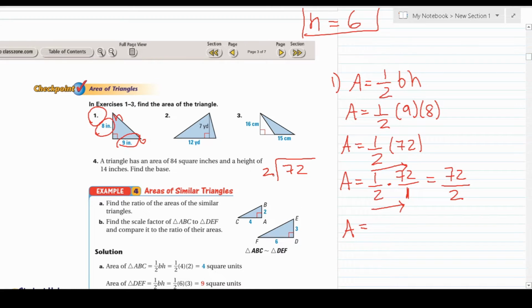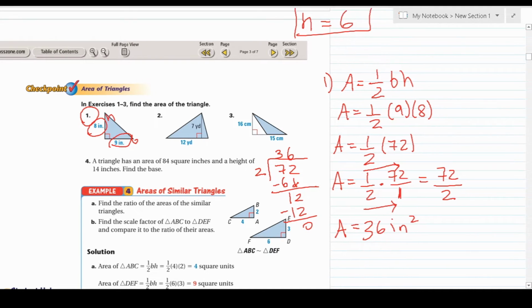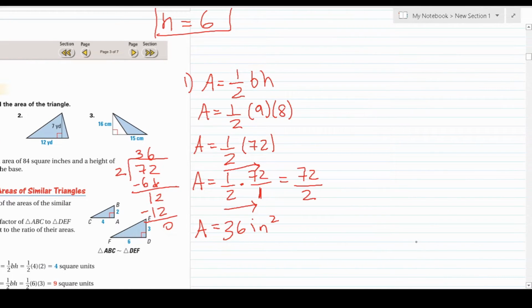So let's go ahead and do the long division if we can't figure out what this is in our head. 2 goes into 7 3 times without going over. 2 times 3 is 6. Subtract, 7 minus 6 is 1. Drop down this 2. 2 goes into 12 6 times evenly. 2 times 6 is 12. So we can see there's no remainder. So the area in this case is going to be 36 inches squared, or 36 square inches. Okay, so that was that one. Let's go ahead and move on to number 2.